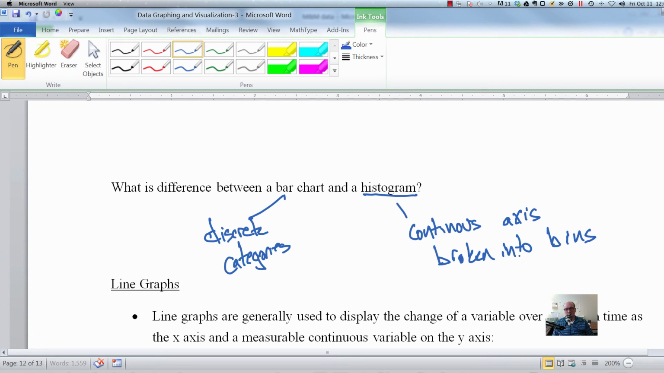They're kind of like cousins, because when we break things into bins, we're sort of discretizing them. The difference is that we still treat it as if it was a continuous axis down the bottom, where a bar chart is not. With a histogram, you probably shouldn't move the bins around, whereas with a bar chart, you could. You can sort things around. That's not a problem at all.